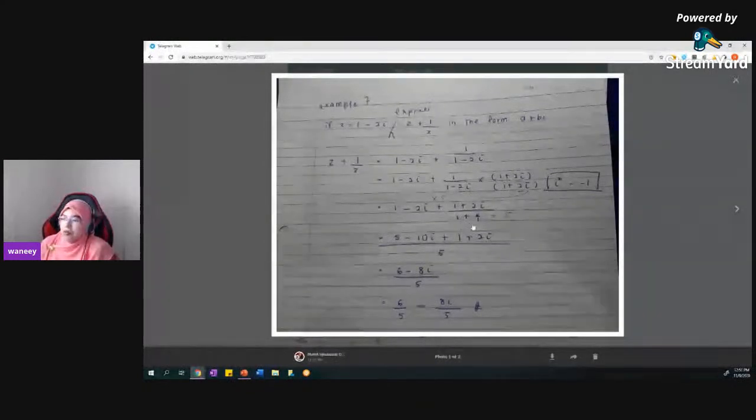And then have a common numerator. Bring it to the left. So 1 minus 2i need to times with 5. So 5 minus 10i plus 1 plus 2i over 5. And then you're going to end up with 6 over 5 minus 8 over 5i. So that is question number 7.